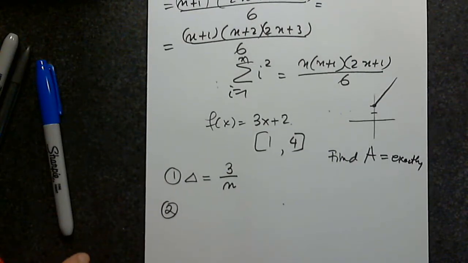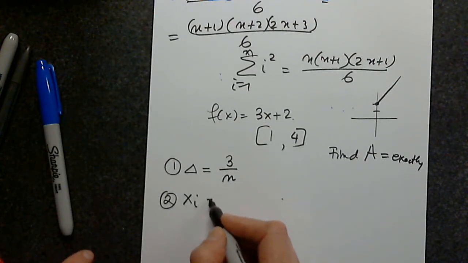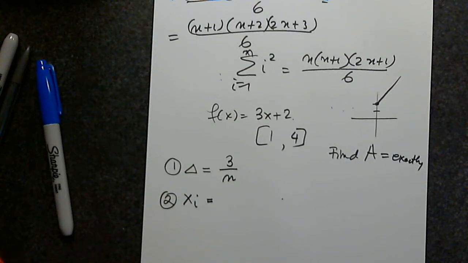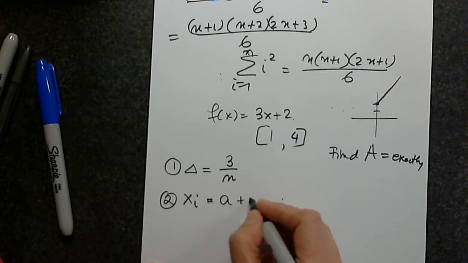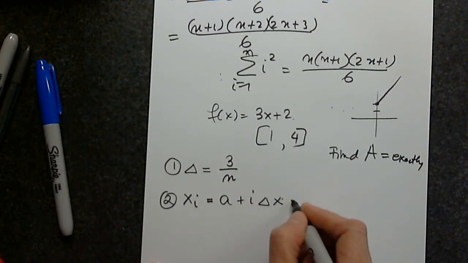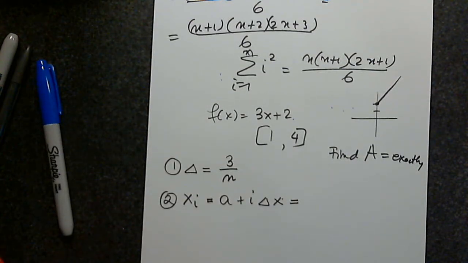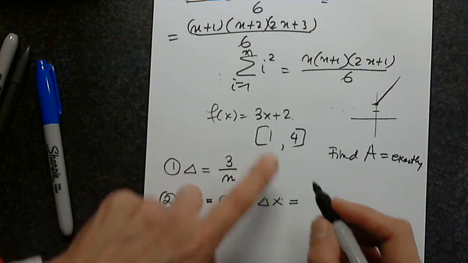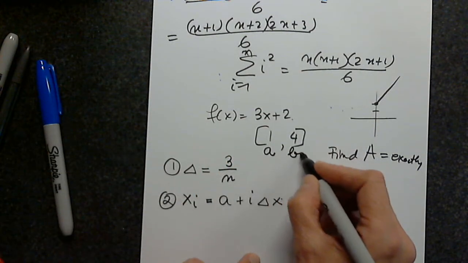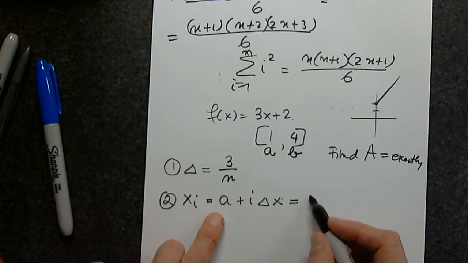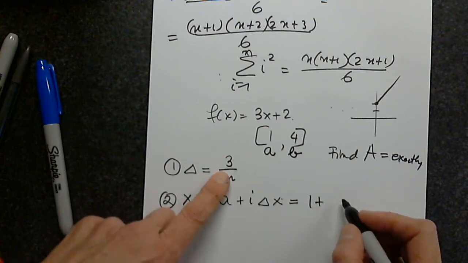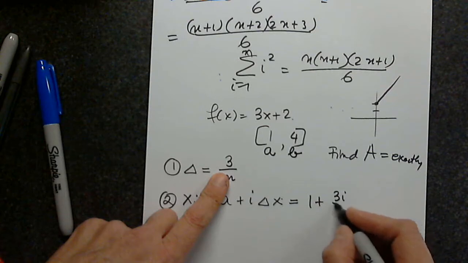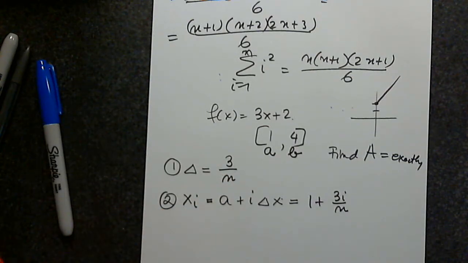Number 2. The second prep is x sub i. Remember the definition for x sub i. It's a plus i delta x. In this case, a plus, this is our a and this is our b, 1 plus i delta x. Yes. 3i over n. Very good.